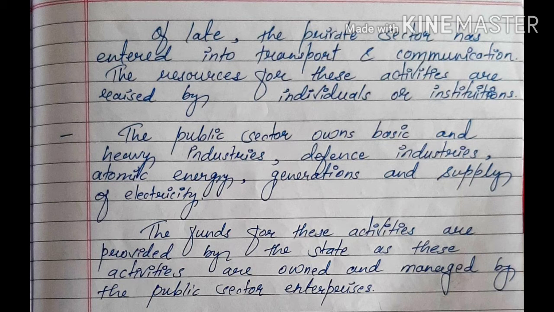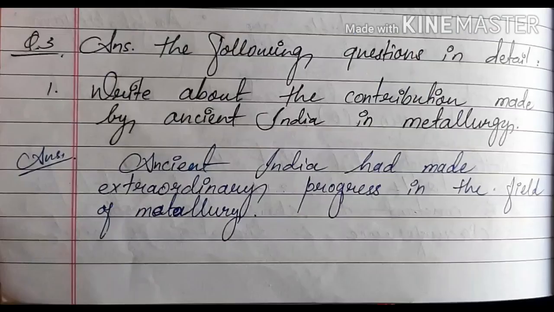The public sector owns basic and heavy industries, defense industries, atomic energy generation, and supply of electricity. The funds for these activities are provided by the state, as these activities are owned and managed by the public sector enterprises. So here chapter number 15 is complete. Now starting with chapter number 5.